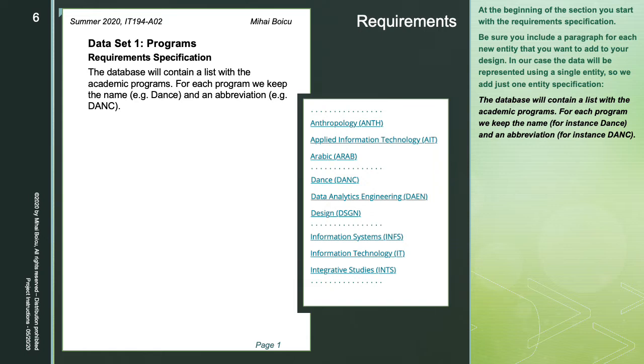At the beginning of this section, you start with a requirement specification. Be sure you include a paragraph for each new entity that you want to add to your design. In our case, the data will be represented using a single entity, so we just add one entity specification. The database will contain a list with the academic programs. For each program, we keep the name, for instance, dance, and an abbreviation, for instance, DANC.